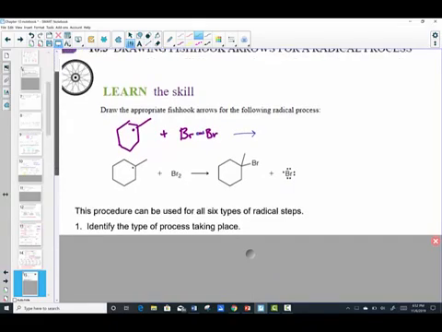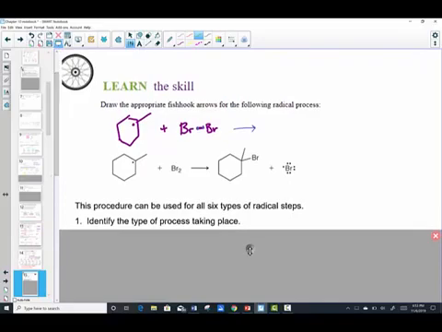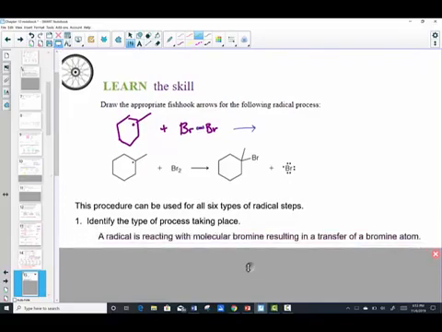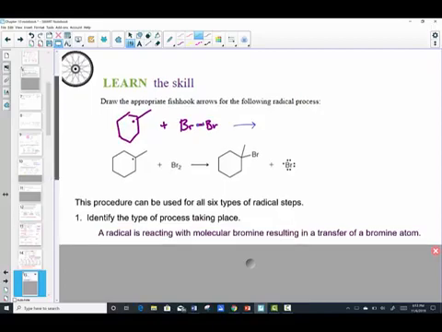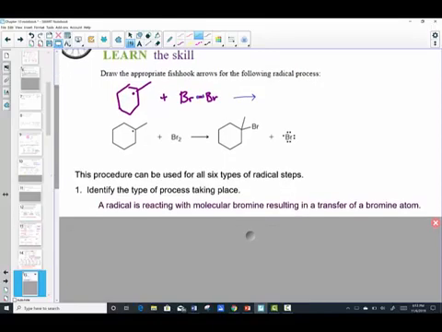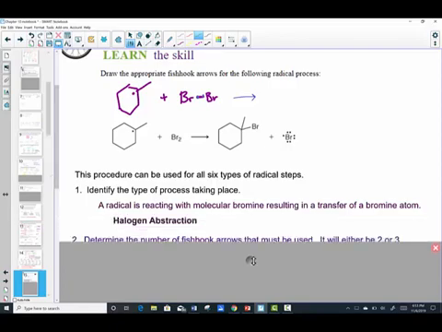When you've got that written down, let's go through the step-by-step process and think out loud of strategy. Strategy 1, let's determine what type of process is taking place. You see a radical is reacting with molecular bromine and resulting in a transfer of a bromine atom. Write down on your paper what you believe, out of the 6 mechanisms, which one was that? Well, if you said halogen abstraction, that's exactly right.